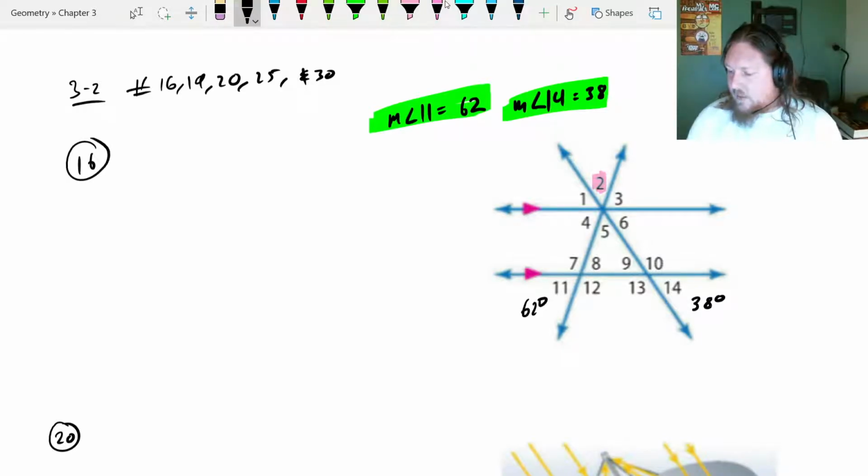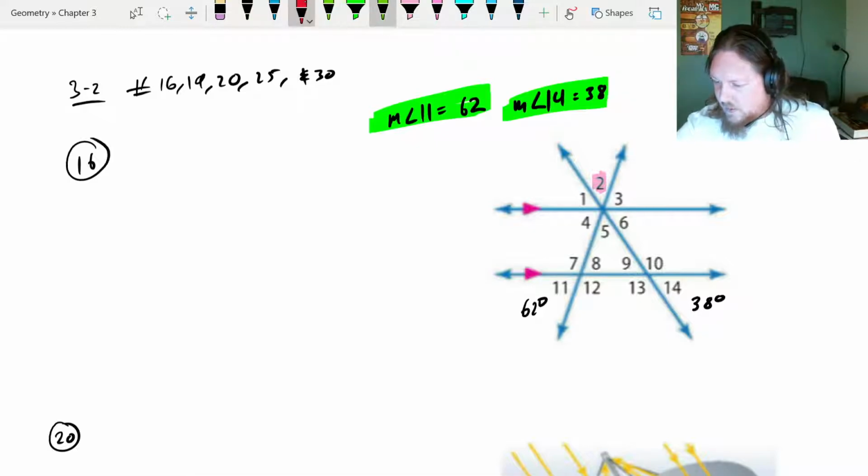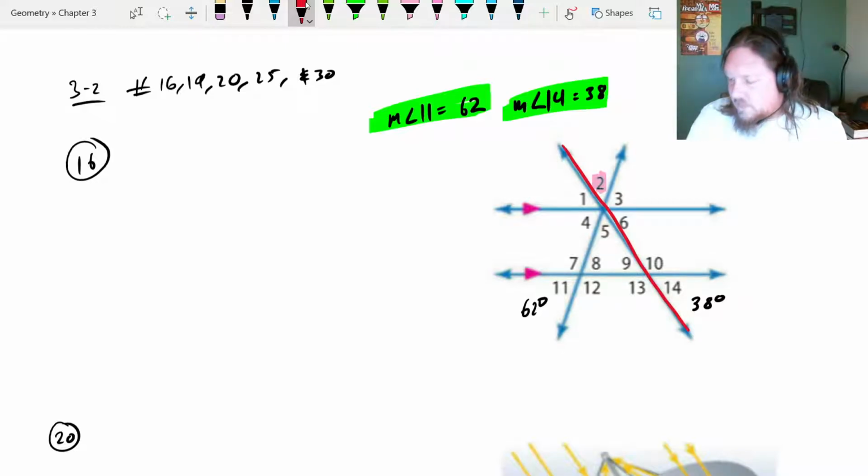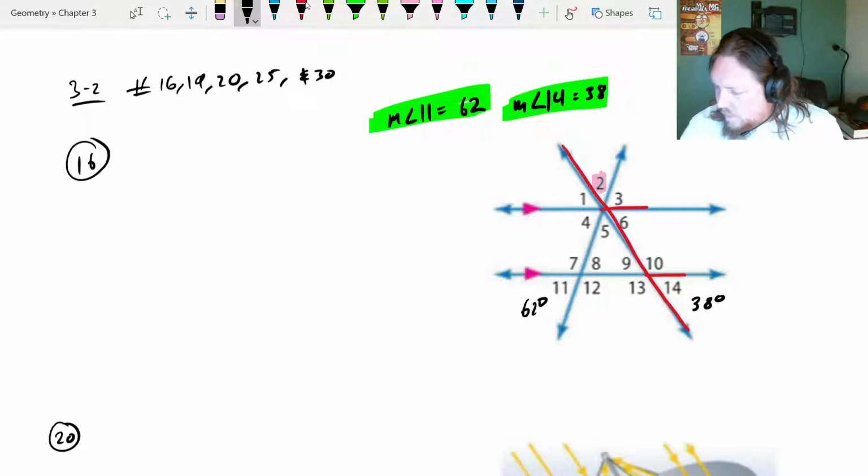Mainly, I'm going to have to use both of these angles together. If you take a look here, I got the two parallel lines, and in red, I'll draw out a transversal. Now, with that transversal, 14 and 6 are corresponding angles. So 14 and 6 are corresponding. That means they have the same angle measure because they are congruent. So this is also 38 degrees.